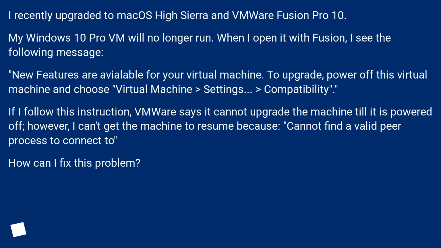"New features are available for your virtual machine. To upgrade, power off this virtual machine and choose Virtual Machine > Settings > Compatibility." If I follow this instruction, VMware says it cannot upgrade the machine till it is powered off. However, I can't get the machine to resume because "cannot find a valid peer process to connect to." How can I fix this problem?